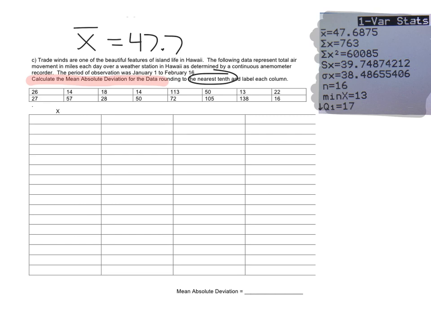The first column of the table is labeled X, and those are our data values. One at a time, we're going to write the data values: 26, 14, 18, 14. We're going to write all of our data values in this first column.